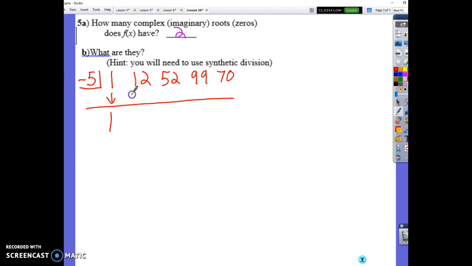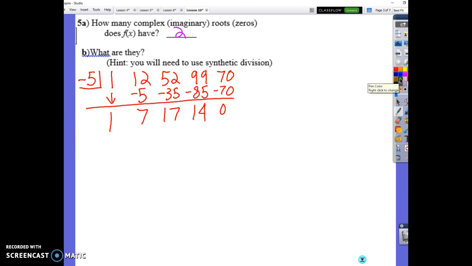Multiply it by our box number. That gives us -5. Add those to get 7. Multiply by -5 is -35. If we add those together, we get 17. Multiply that, we get -85. Add those, we get 14. Multiply, we get -70. That comes out to 0, so 0 is our remainder. That's good. That's what we wanted.